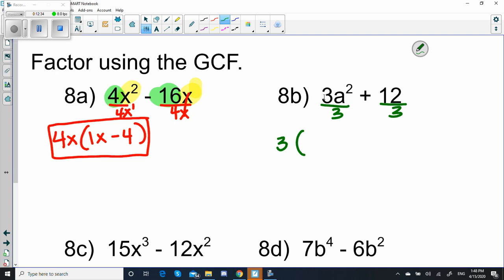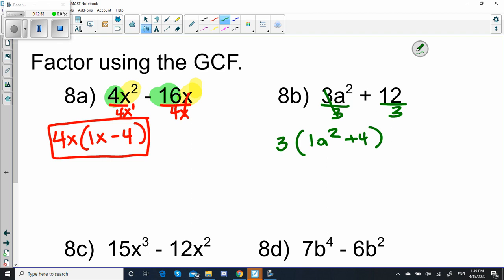Now I'm looking at the a's. This one has an a squared, but this back term doesn't have an a. So I can't divide any a's out, so it's just going to be 3 on the outside. So 3 divided by 3 is 1. So that's 1a to the second. And positive 12 divided by 3 is positive 4. So this would be my factored form.